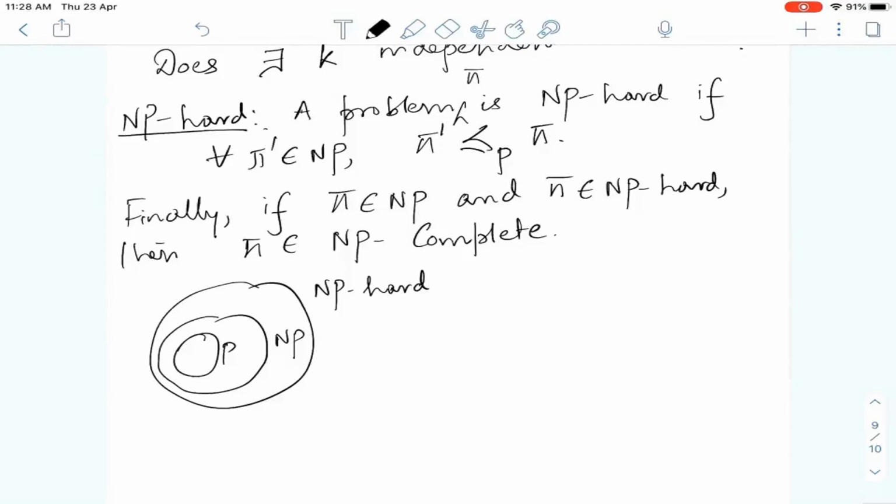Oh, you are right. You are right. Sorry, this diagram is not correct. Yeah, you are right. Not necessarily. Yeah, it should be something like this.